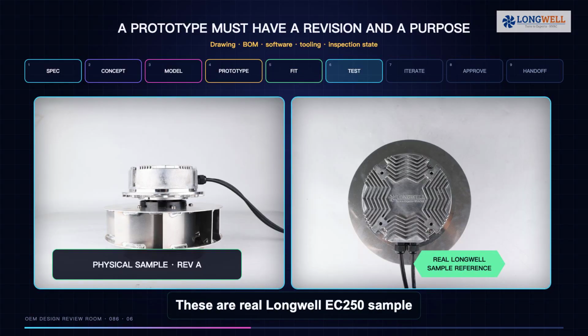These are real Longwell EC250 sample photographs. A useful prototype carries a drawing revision, bill of material revision, software or control revision where relevant, tooling state, and build deviations. It also has a stated purpose. "Build a sample" is vague. "Verify fit, control response, and the specified operating points for revision" is actionable.